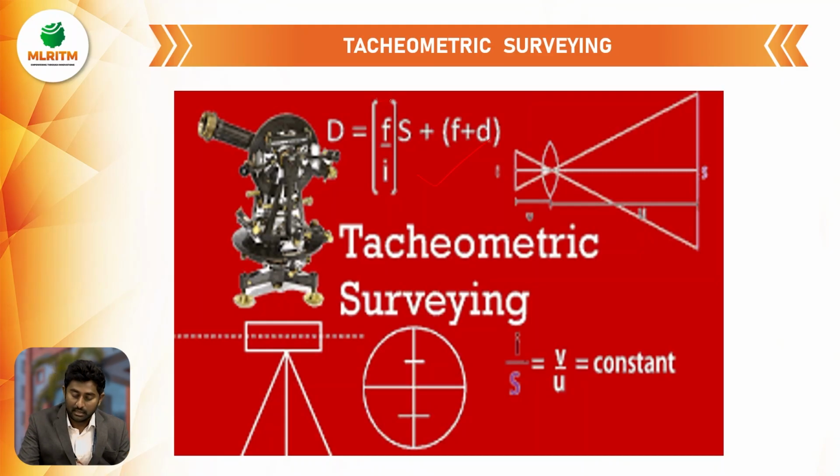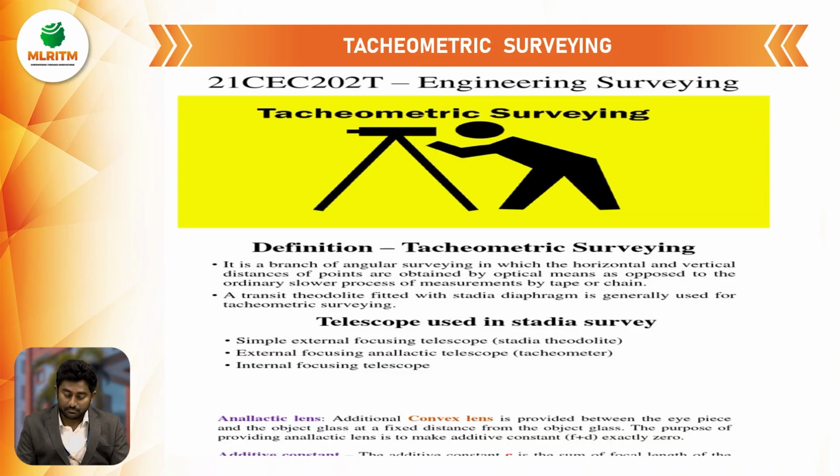F by I is indicated by the multiplying constant of the tachyometric surveying. F plus D is the additive constant for the tachyometric surveying. D is the distance. The distance formula of the tachyometric survey is the most important for the calculation of the additive and multiplying constants of the tachyometric survey.